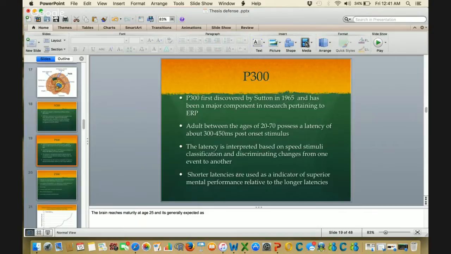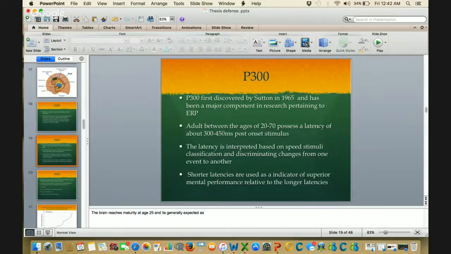The other ERP, the P300, has been widely studied for a long period of time. Typically, the brain reaches full maturity at age 25. So we normally characterize seeing the P300 at about 300 to 450 milliseconds after the stimuli has been presented. Latencies are interpreted based upon the speed of the stimuli, and they're classified as how we discriminate what is the appropriate response. So the P300 is where we actually decide what the response should be.